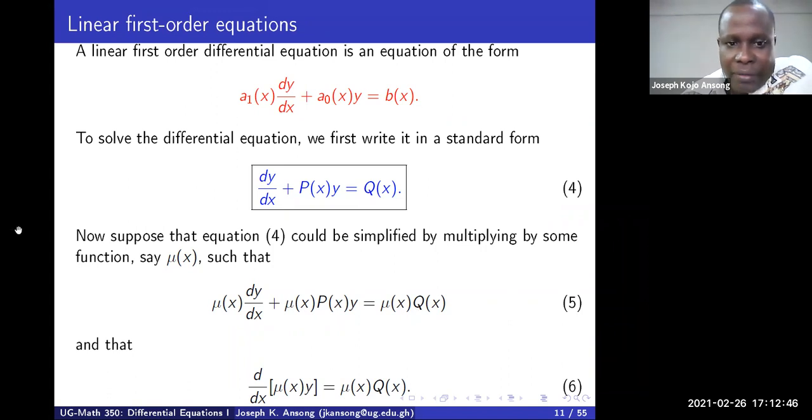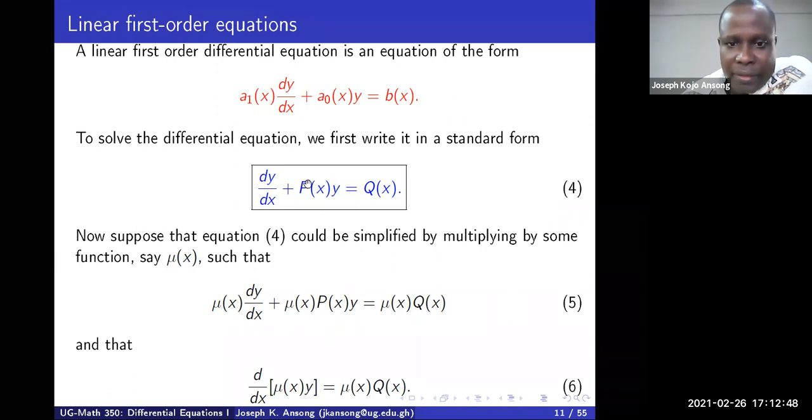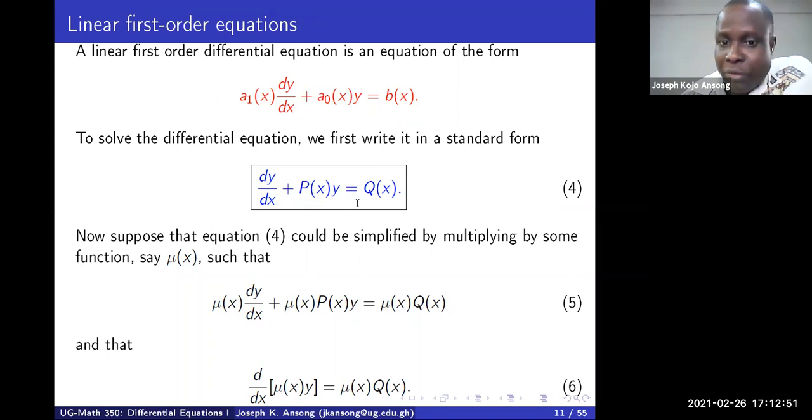The idea is that we suppose that this equation 4 could be simplified by multiplying it by some function of x. Let's call it mu of x. Okay, so suppose we multiply equation 4 by mu of x, we're going to end up with this equation. And now let's also suppose that this equation can be written as d/dx of mu(x)y is equal to the right hand side mu(x)q(x).